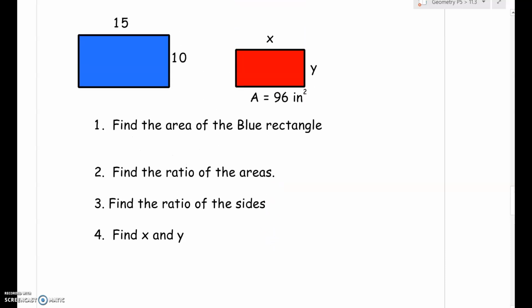All right, and so find the area of the blue triangle. Well, to find that area, right? What do we do? 10 times 15. We just talked about that in the last problem. So that's 150. Okay, now ratio of the areas. All right, so let's go blue to red. So that would be 150 over 96. Okay, now we have to reduce that.